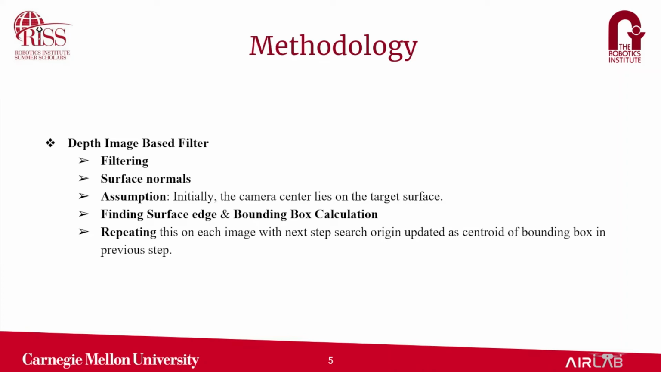Let's discuss each part in more detail. For our depth image based filter, we first apply Gaussian and median filtering on depth image and then calculate surface normal image. For initialization of target surface, we assume that initially when we start, the camera center lies on the target surface. We then use that initialization point on the surface to perform a directional search to find bounding box for the target surface. We keep repeating this procedure every time while updating initial point as centroid of bounding box for next step. This results in tracking and boundary detection for target surface.